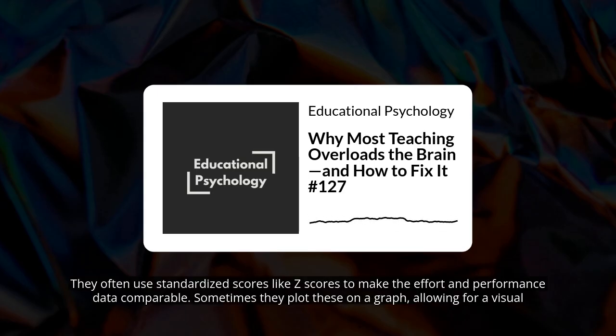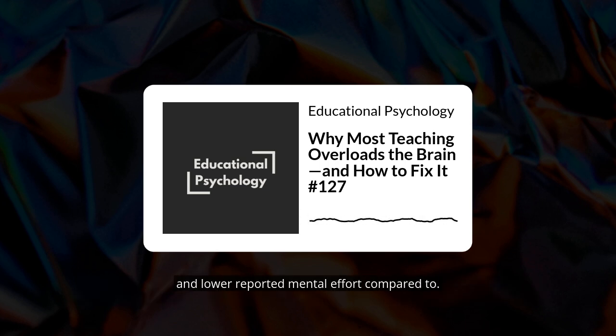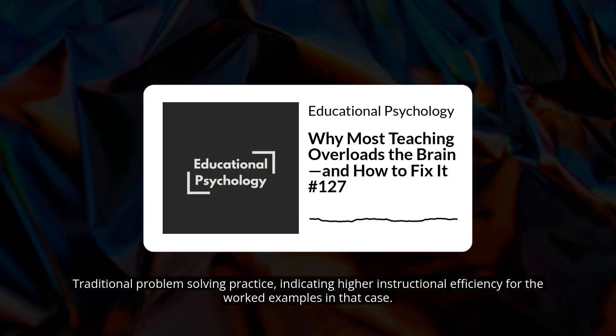They often use standardized scores, like z-scores, to make the effort and performance data comparable. Sometimes they plot these on a graph, allowing for a visual comparison. For instance, the geometry problem-solving example they mentioned showed how learning from worked examples could lead to both better performance and lower reported mental effort compared to traditional problem-solving practice. Indicating higher instructional efficiency for the worked examples in that case.